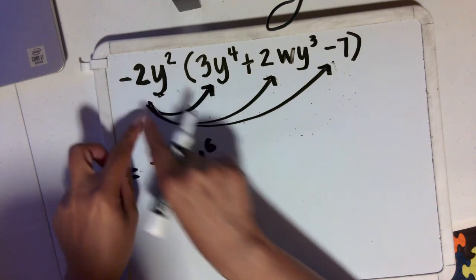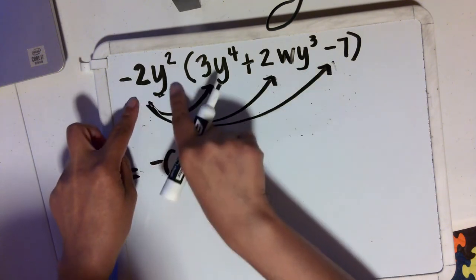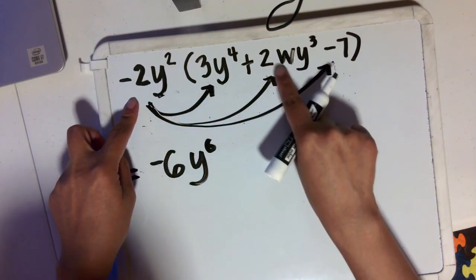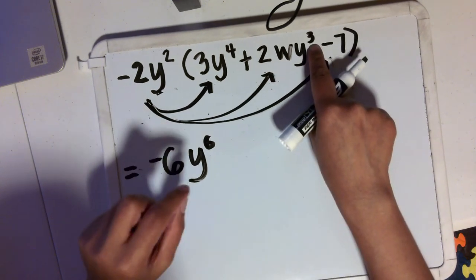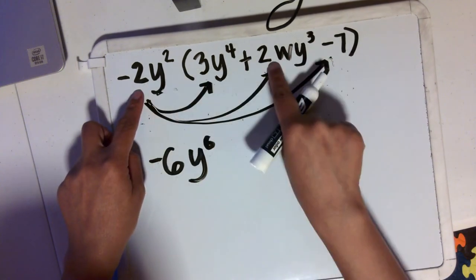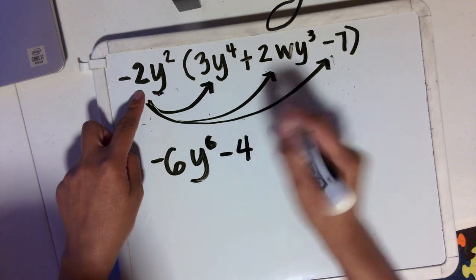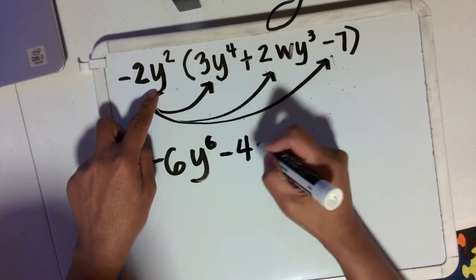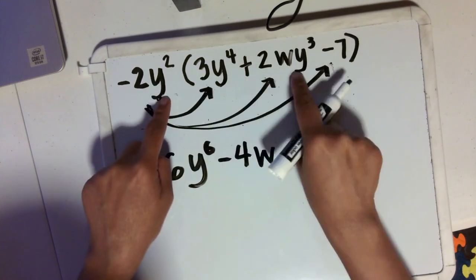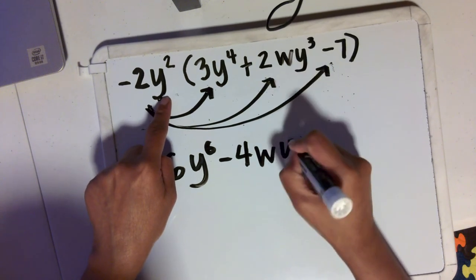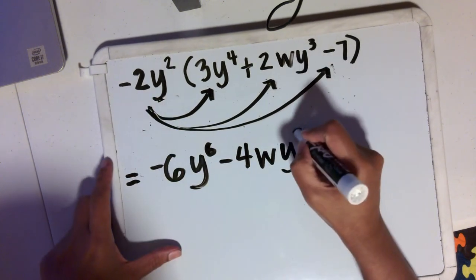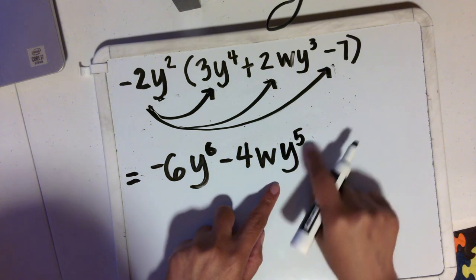Now, we're going to repeat that same procedure. Negative 2y squared, this time multiplied by 2wy to the third power. So negative 2 times 2 is negative 4. There's no w here, but there's w here, so we'll just copy that. These both have y, so we'll copy the common base and add their exponents. So that's going to be negative 4wy to the fifth.